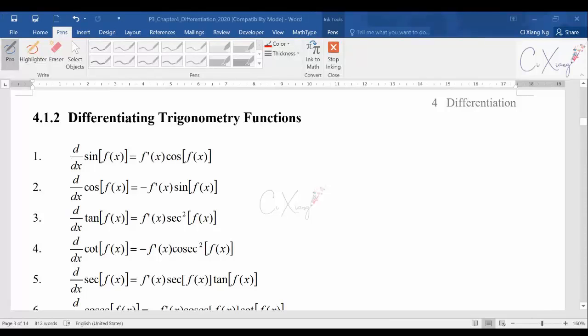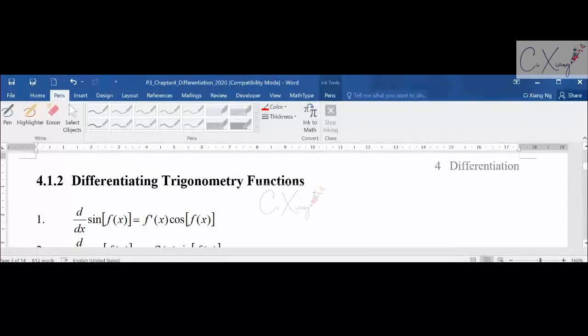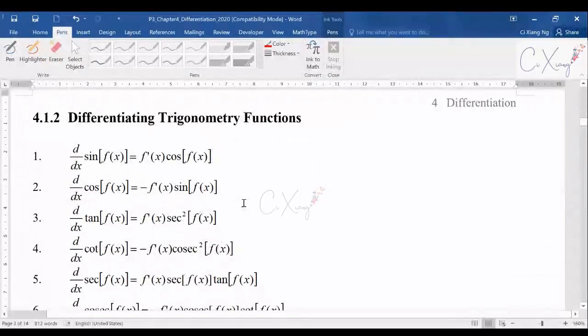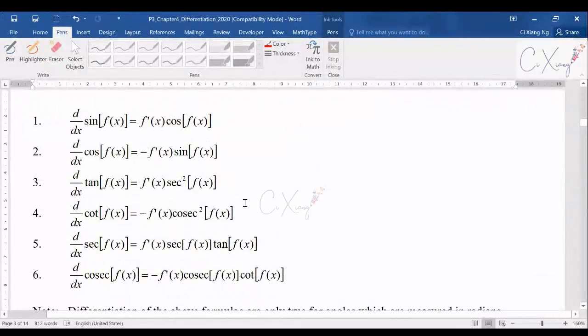Alright, so for this video, we are going to discuss the differentiation that involves trigonometric functions. Let's start with the basic rules on differentiation for trigonometric functions first. There are a lot here. There are six trigonometric functions: sine, cos, tangent, cotangent, cosecant, and secant.